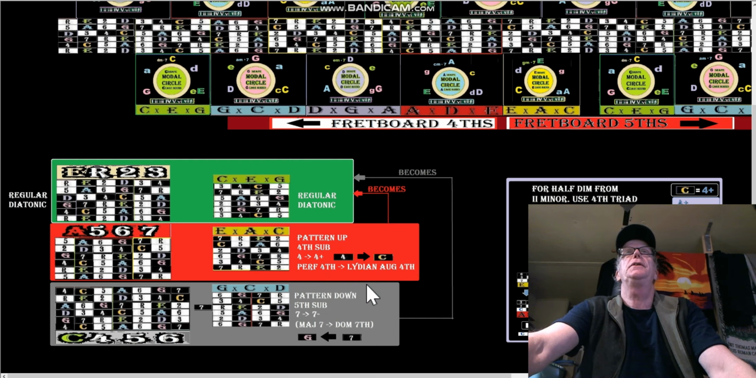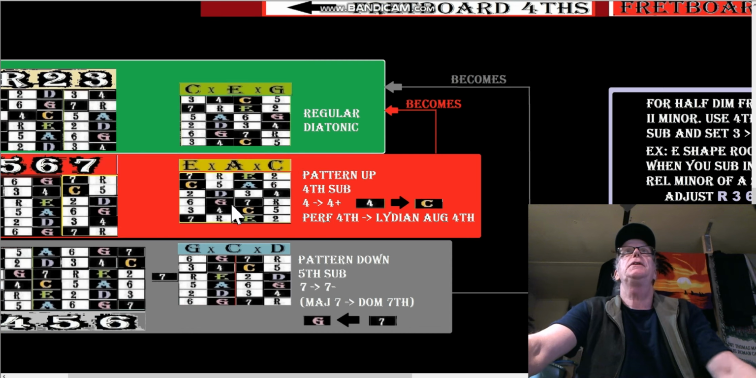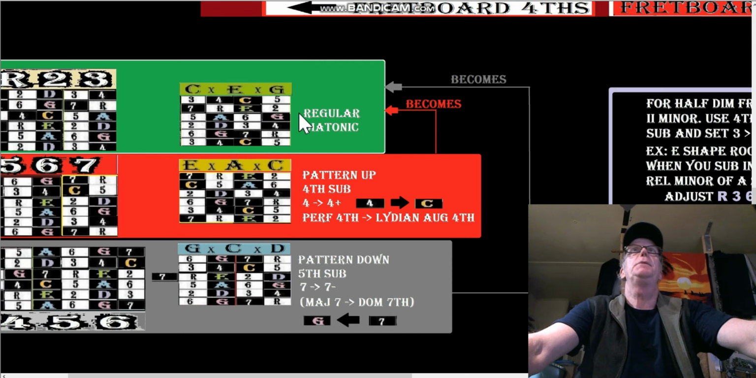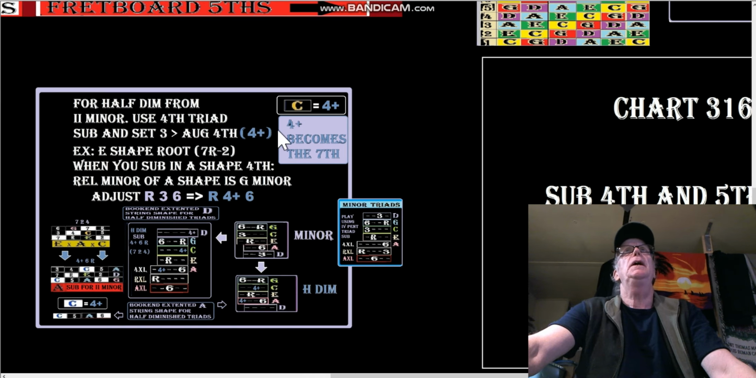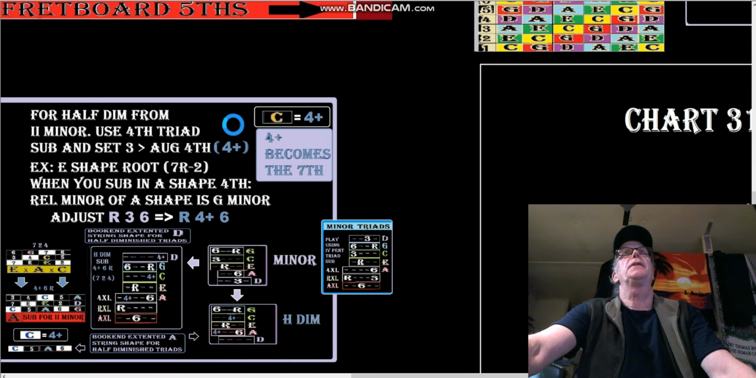So this is the action here, and it becomes the diatonic. So when we make the adjustment to the fourth, it becomes the diatonic again. When we make the adjustment to the fifth, it becomes the diatonic. Okay, and we've got some simple rules. Now let's take a minute and just look at the half diminished.